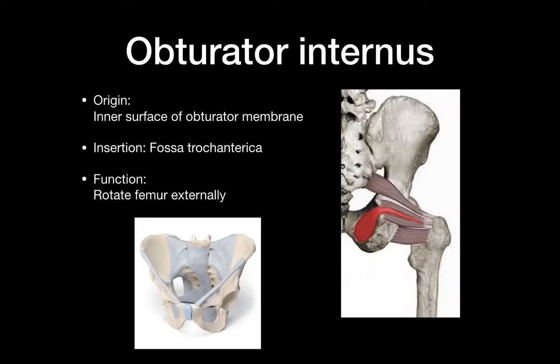So the next muscle I want to talk about is musculus obturator internus and externus. I'll start with internus. This one originates from the inner surface of the obturator membrane. If you remember from anatomy, this is the foramen obturatum, and you have a membrane on it, and it's going to originate from the inner part of this obturator membrane, as you see here, and it's going to go up here and insert at the fossa trochanterica underneath the greater trochanter. The function of this muscle is to rotate the femur externally.